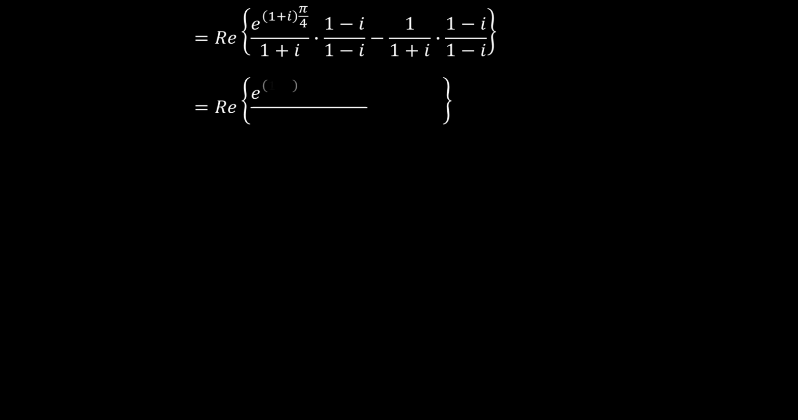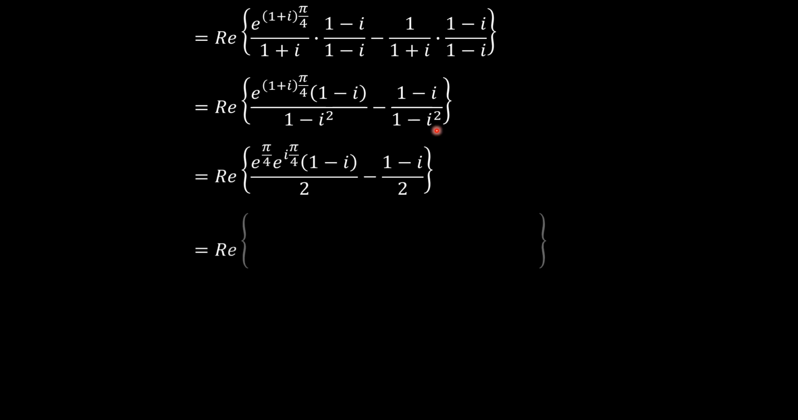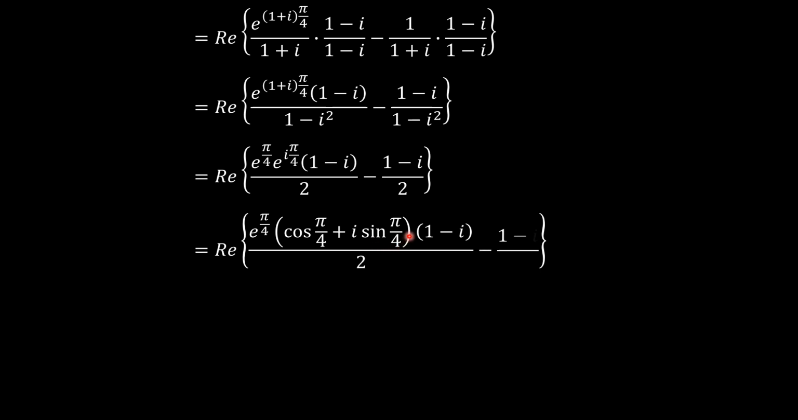Then what happens is that since we have a difference of 2 squares here, that becomes 1 minus I squared. I squared, sorry, on both the denominators here. And I squared is the same as negative 1, so this becomes 2 on both of those. And then we have separated this here, so e to the I pi over 4 is the same as cosine pi over 4 plus I sine pi over 4.